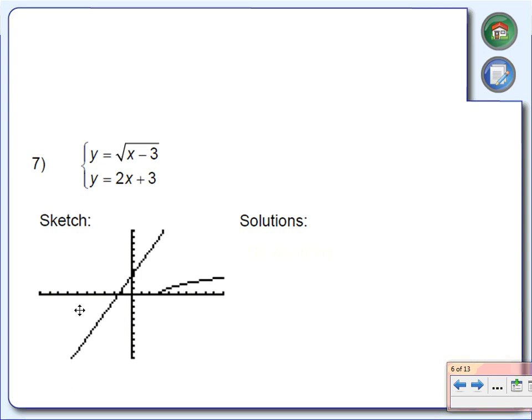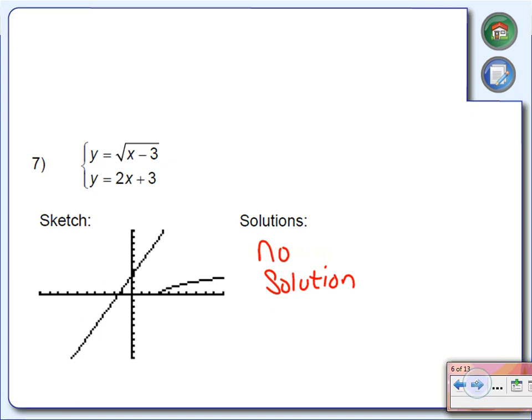Samantha, where did those 2 graphs intersect? That is correct. That is no solution. These graphs do not meet up. Therefore, there is no solution. No answer to this. There are no ordered pairs that would make both of these equations true.